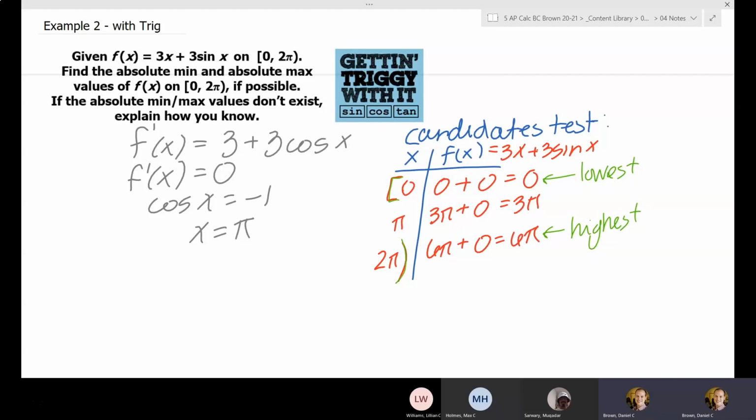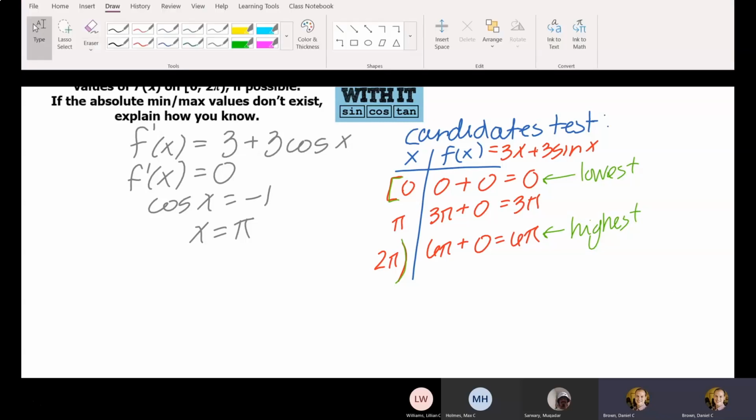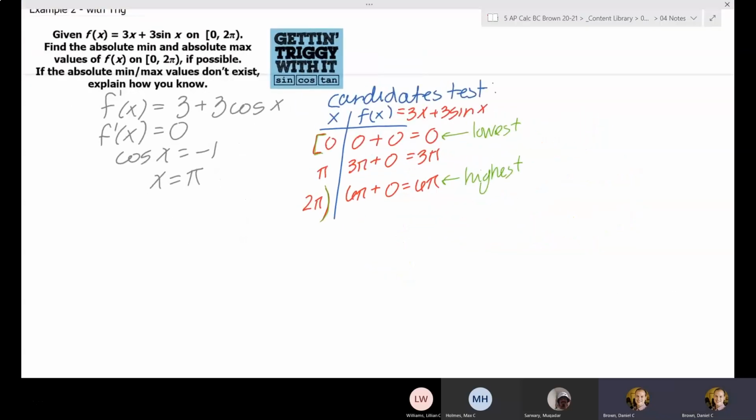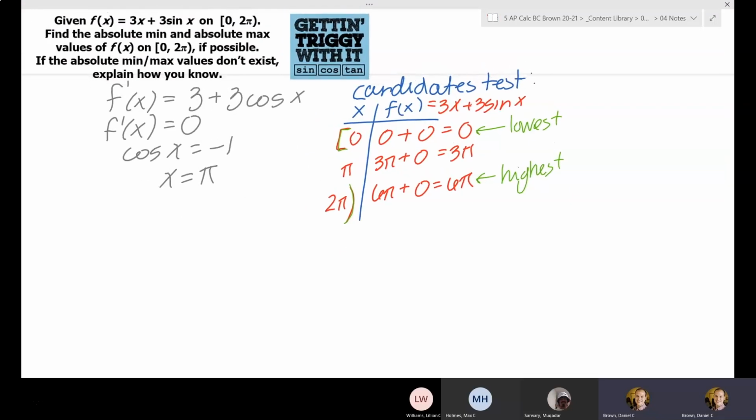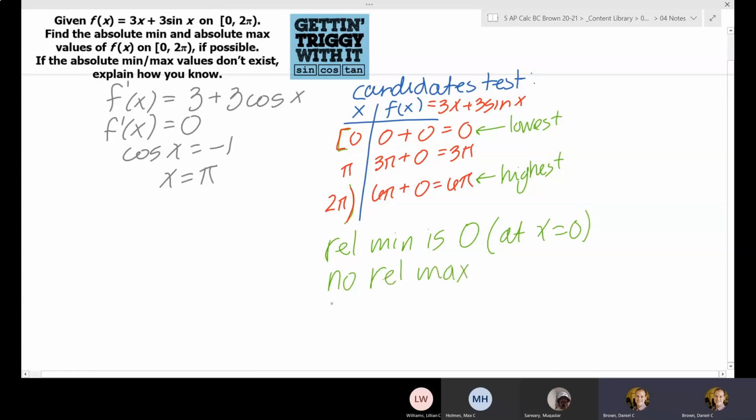So if I'm justifying my answer, this graph will definitely have a relative minimum, but it does not have a relative maximum. So justifying my answer, we have a relative minimum of 0, occurring at x equals 0. We have no relative max, and then easy justification: candidates test.